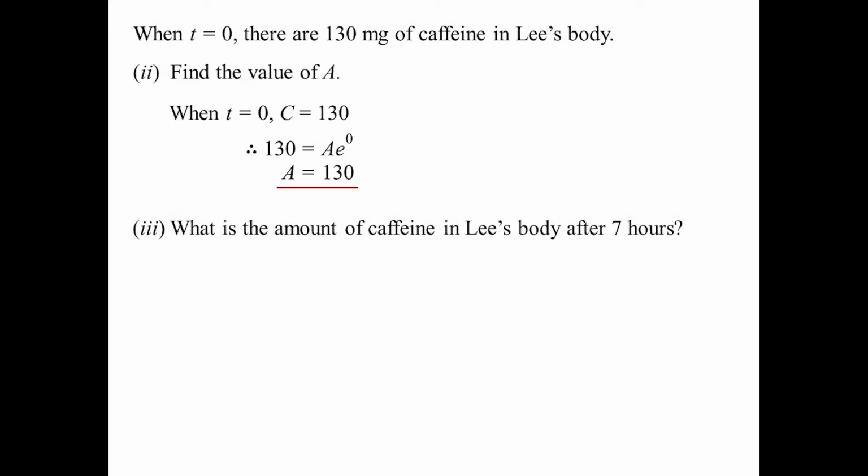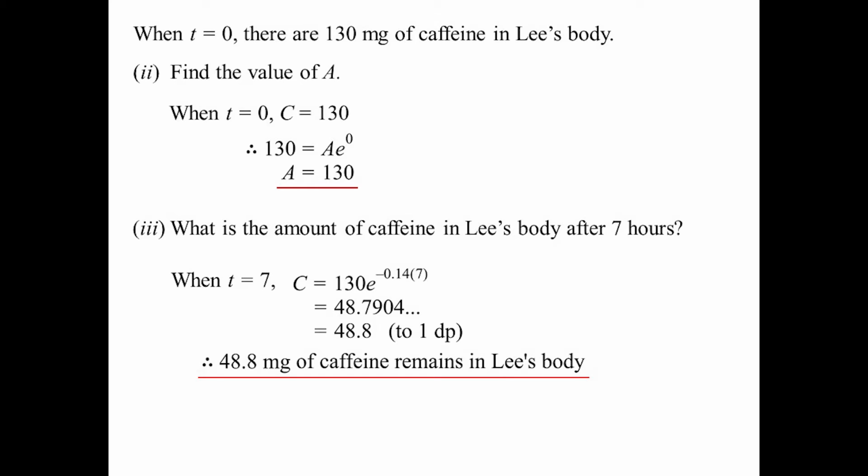So now they want to know how much caffeine is going to be left in the body after 7 hours. So when t equals 7, again, it's a substitution question. So 130, we've worked out A is 130, times e to the power of minus 0.14 times 7, which is 48.7904, and the calculator goes on. I've done it to 1 decimal place there, so 48.8. So I answer the question. So it's about 48.8 milligrams of caffeine left in the body.